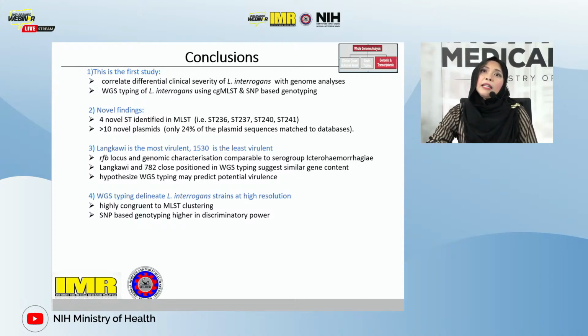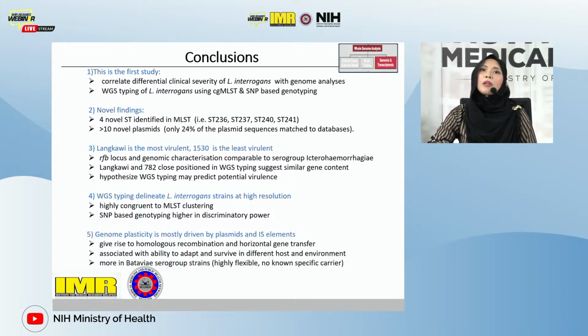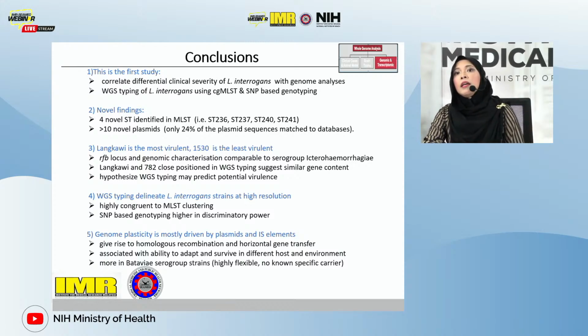Next, WGS typing delineates Leptospira interrogans strains at higher resolution, and they are highly congruent to MLST clustering. SNP-based genotyping has a higher discriminatory power compared to cgMLST. Finally, genome plasticity is mostly driven by plasmids and IS elements that give rise to homologous recombination and horizontal gene transfer. They are also associated with the ability to adapt and survive in different hosts and environments. Genome plasticity is highly found in the Batavia serogroup strains, which are highly flexible with no known specific carrier.